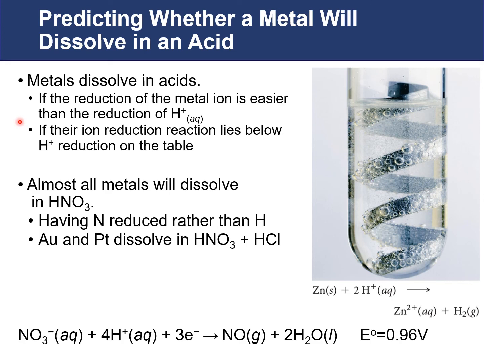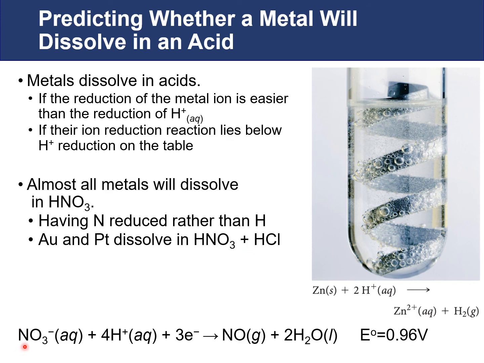If we were to take copper, for example, and try to put it into hydrochloric acid, you would find that the copper metal is non-reactive towards hydrochloric acid. However, nitric acid is an acid that will dissolve almost all metals. Not necessarily all, but most of them. Most metals will dissolve if placed in nitric acid. The reason for this is that it is the nitrogen that is being reduced rather than the hydrogen.